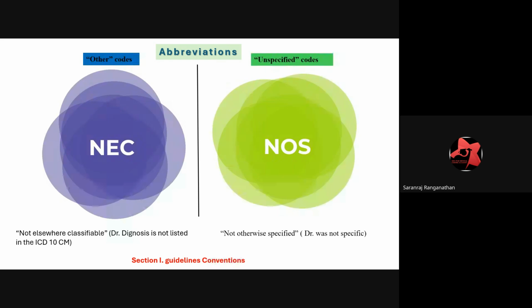Then you are going to encounter two important terms in the abbreviations: NEC and NOS. Not elsewhere classified, not otherwise specified. Otherwise, we can call them other codes, or unspecified codes. Now, what is NEC? What is NOS? How is it used in the index page? How is it used in the tabular list? Both we are going to see.